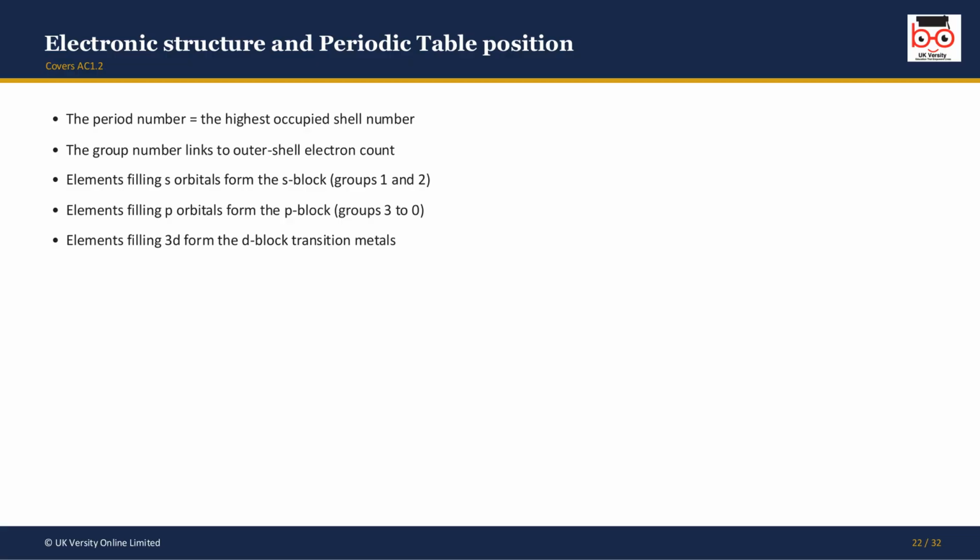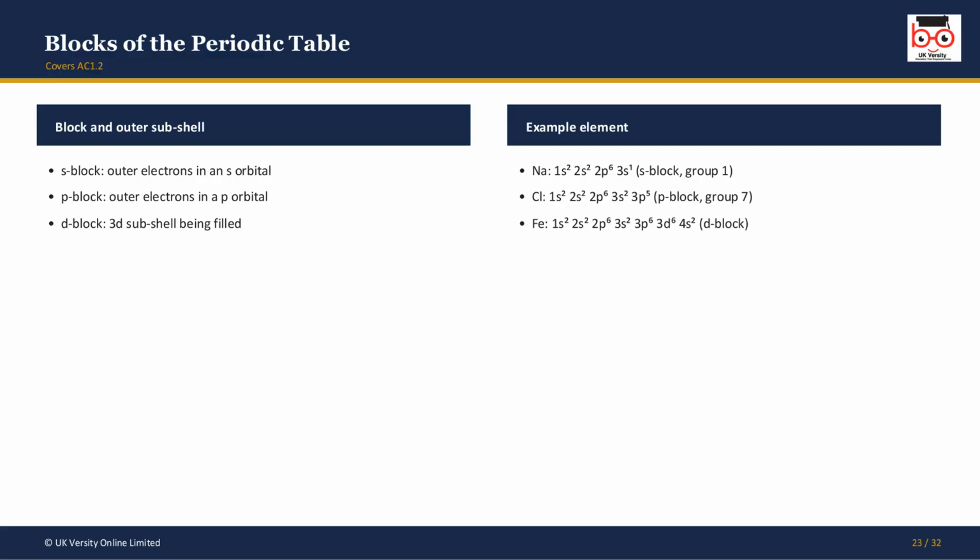Here's the neat link between electron arrangement and the periodic table. The period number tells you the highest occupied shell, while the group number is tied to the number of outer shell electrons. Elements filling s orbitals make up the s block, which is groups 1 and 2. Those filling p orbitals form the p block, groups 3 across to 0. And the elements filling the 3d subshell are the d block, the transition metals. Let's ground that with examples.